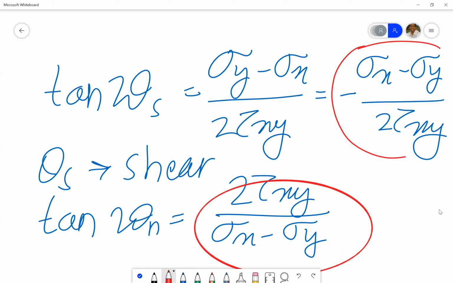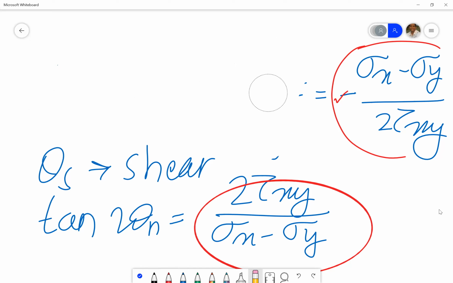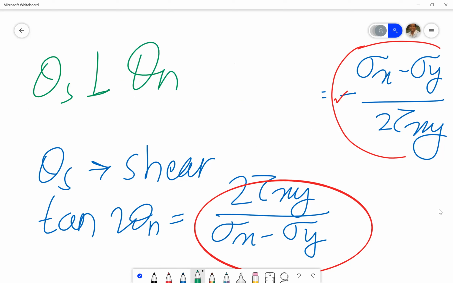There is a negative term here, and it is reciprocal. It is negative and reciprocal. The meaning of negative and reciprocal between two angles is that they will be perpendicular. Theta s and theta n are both perpendicular, or orthogonal, to each other. Theta s is perpendicular to theta n. There is an orthogonal relationship between them.